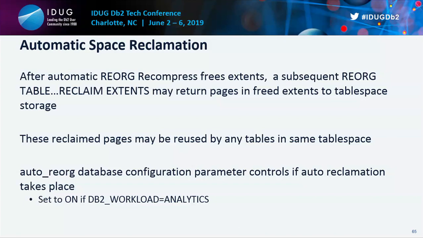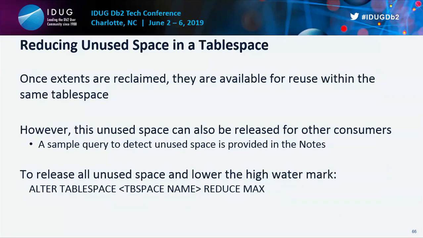So this is back to the sort of set it and forget it, or the load and go mentality in BLU, of all of those things happening naturally. The one disclaimer to that is that it will free it back to the table space. It does not free it all the way back to the operating system. So if you had 2 table spaces and you reclaimed and you want to use it by the other, there is a manual step, and that is to run the alter table space reduce max.